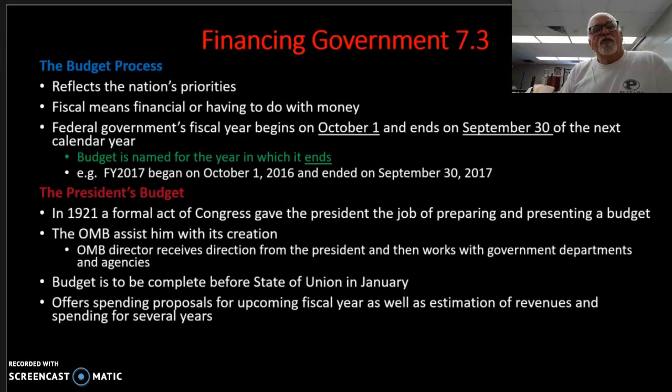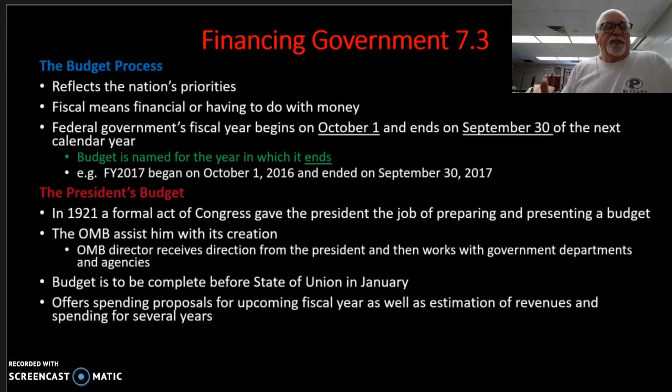The federal government's fiscal year begins on October 1st and ends on September 30th of the next calendar year. And you want to make sure you know this: the budget is named for the year in which it ends. So, for instance, we are in fiscal year 2020 right now. It will end September 30th, 2020.